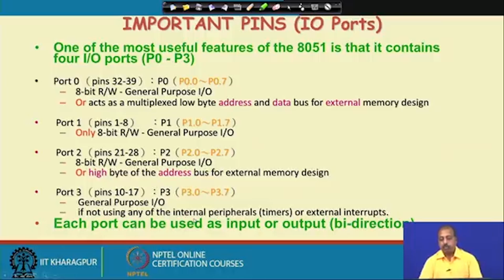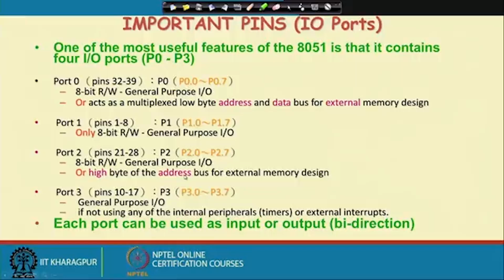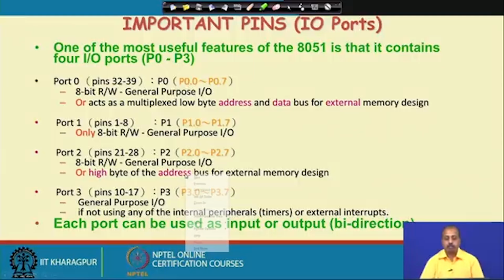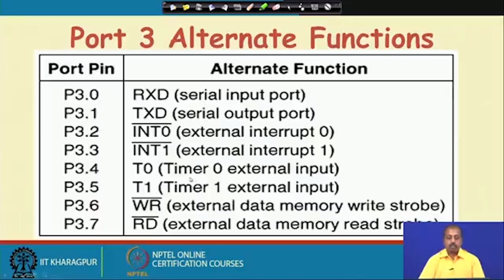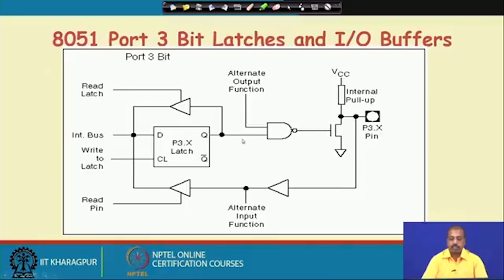Each port can be used as input or output, bidirectional, and it is also bit controllable. So, you can control at the bit level; maybe one bit is configured as input, another bit configured as output. That is possible. This is the summary of port 3 alternate functions. 3.0 is receive serial input data, 3.1 is serial output data. This we have already discussed.